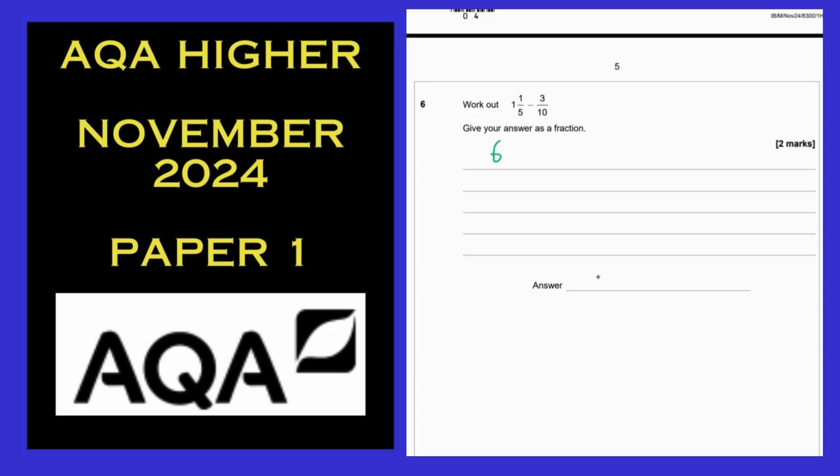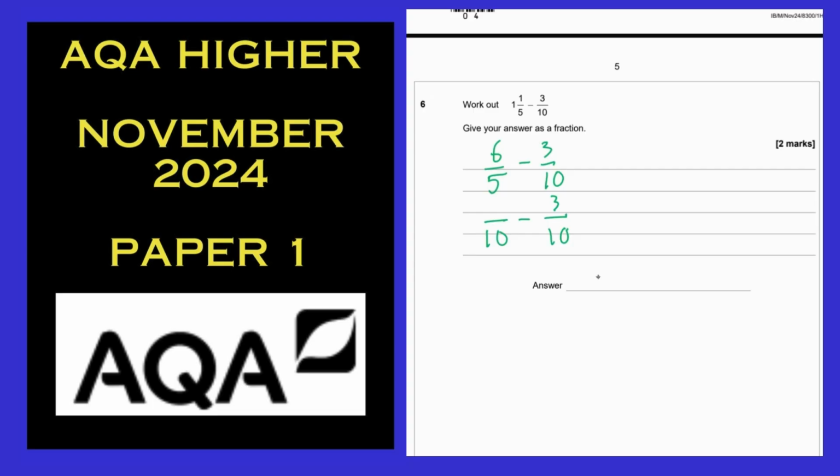1 times 5 is 5. Add on the numerator, we get 6. You keep the bottom the same until you're ready to change. You need to pick the lowest common multiple of these. You could do 20 or 50, but 10 is the best. 10 is the lowest, and you only have to change one of them.